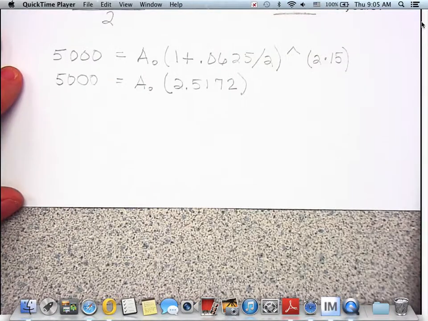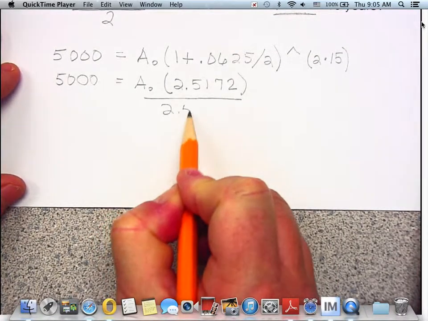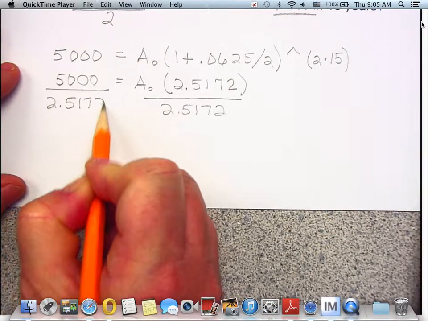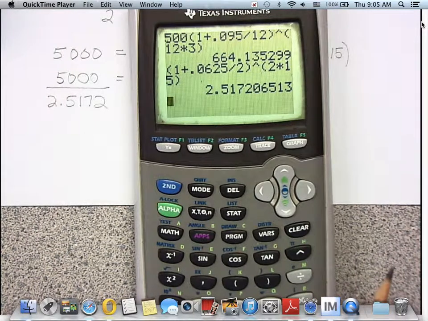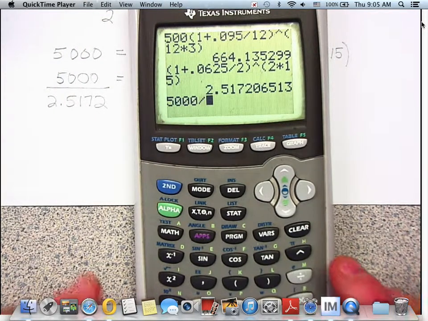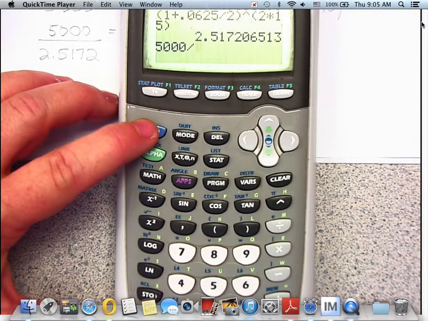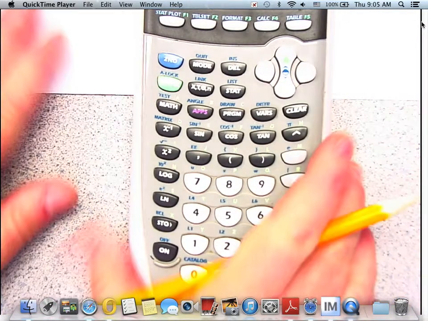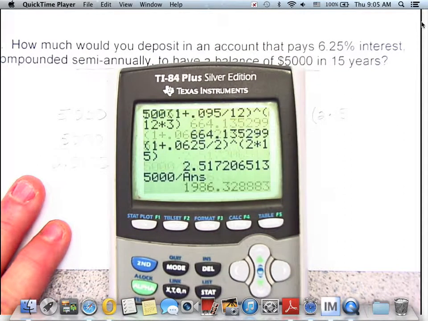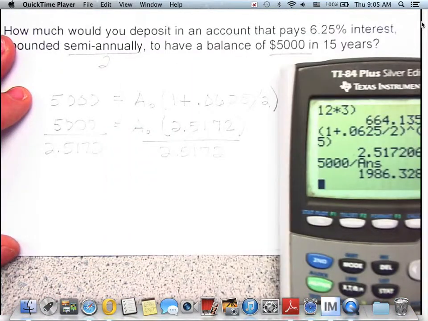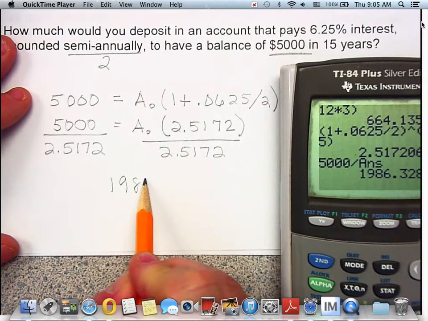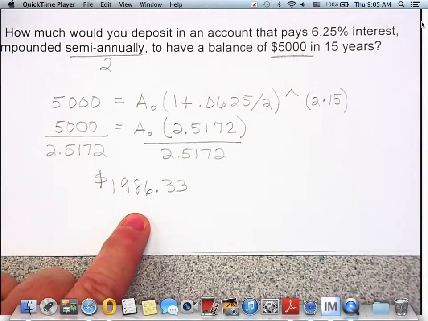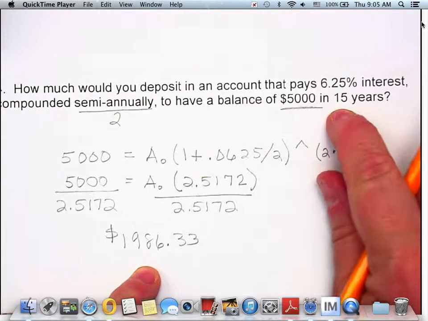2.5172. Okay, so I'm going to go ahead and write that down. Divide by 2.5172 on both sides. So you can do 5,000 in your calculator divided by the answer. You know how to do that? The second negative button. So divide by your answer. $1,986.33. So you would need to deposit this much money to get $5,000 in 15 years.